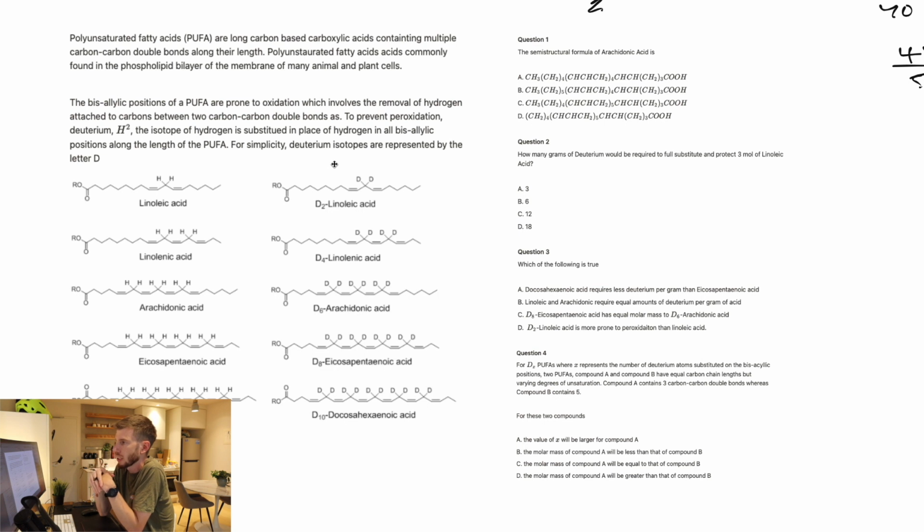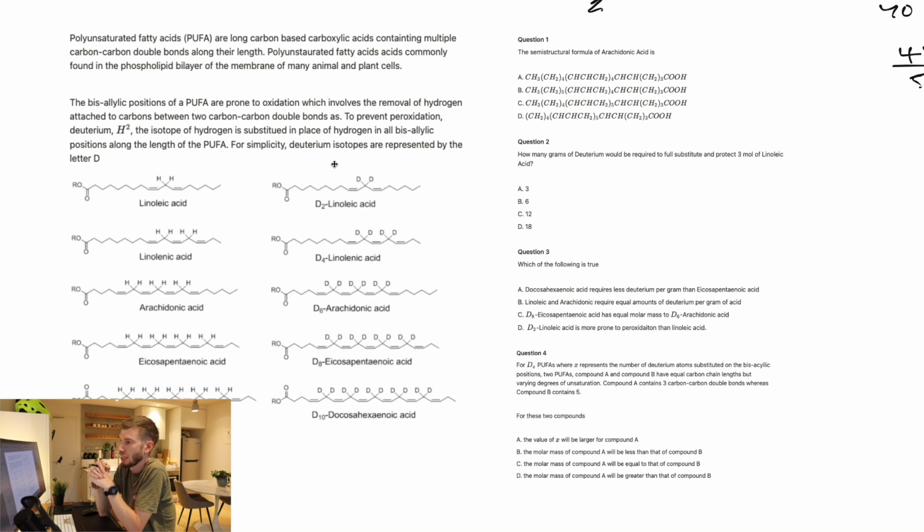So we've got polyunsaturated fatty acids, PUFA, are long carbon-based carboxylic acids containing multiple carbon-carbon double bonds along their length. Polyunsaturated fatty acids are commonly found in the phospholipid bilayer of the membrane of many animal and plant cells. The bis-allylic positions of a PUFA are prone to oxidation. So there's a lot of jargon that I'm throwing in there, which involves the removal of hydrogen attached to carbons between two carbon-carbon double bonds, so as to prevent oxidation.